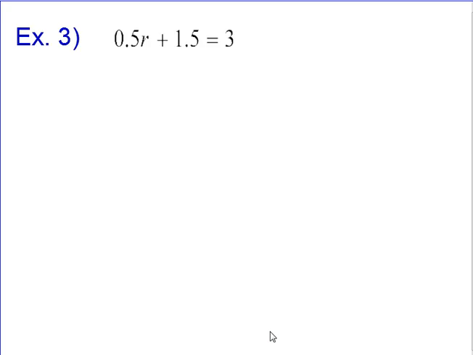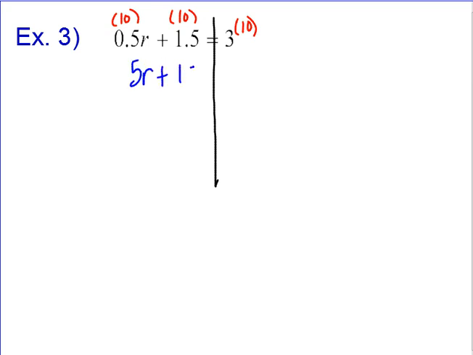So let's take a look at this problem here. We have 0.5r plus 1.5 equals 3. If we multiply everything by 10 because of this decimal, so 10, 10, and 10, remember everything is going to get it regardless if it has a decimal or not, just like we did with the fractions. Then we simplify. What that does is it moves the decimal over, so we get 5r plus, instead of 1.5, we now have 15. And 3 times 10 is 30. So it makes things a little bit simpler.